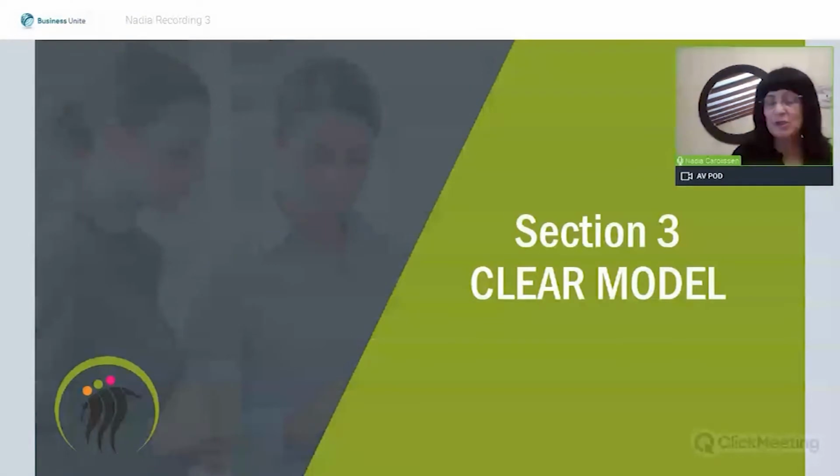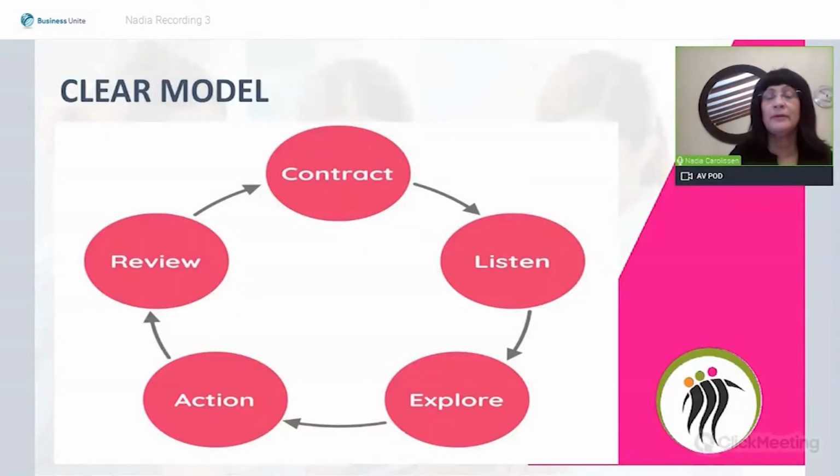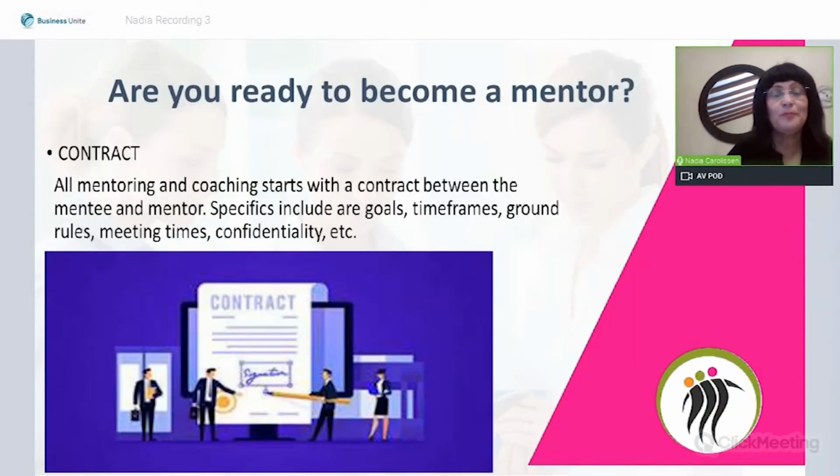So this brings us to the next model. This was listed as one of the models in the top 5 models, and it is known as the CLEAR model. And the CLEAR model, let us look at what the acronym stands for. Contract, listen, explore, action, and review.